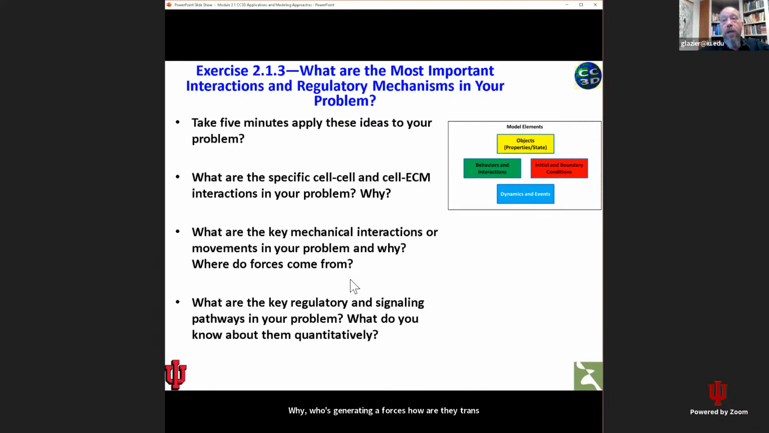How are they transduced? What are the key regulatory and signaling pathways in your problem? What do you know about them quantitatively? The answer is usually not much. How do those regulatory and signaling pathways and molecular species affect the things that actually matter, which is what the cells are doing? So I'm going to give people 5 minutes to think about that as a little exercise. And then we'll have 1 or 2 more slides, and we will then wrap up.